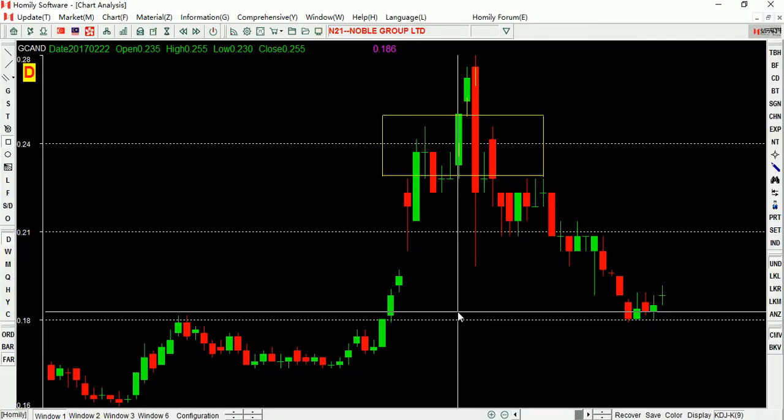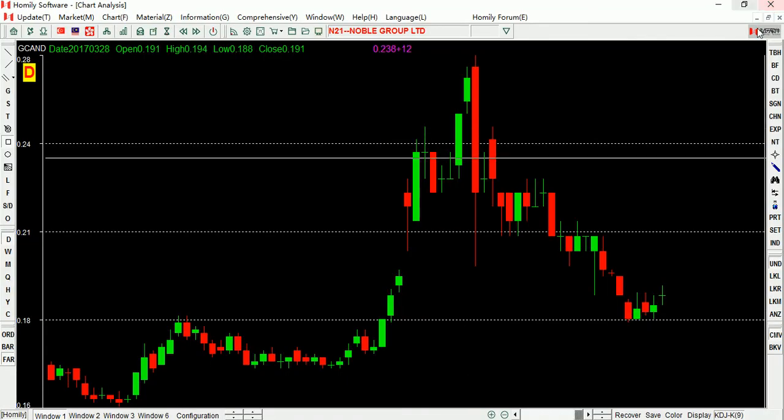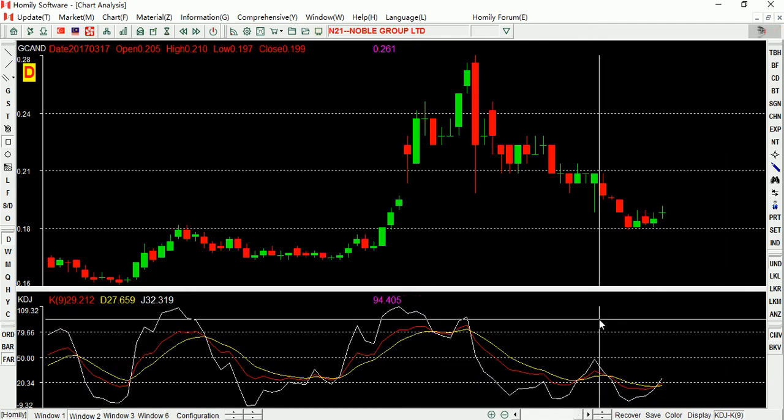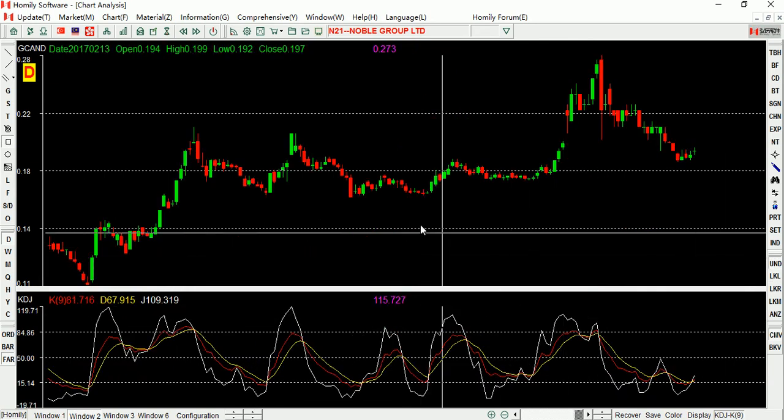So let's see some examples. Then we can see Noble. Okay. So we can see where the top deviation is. Then we can see here.